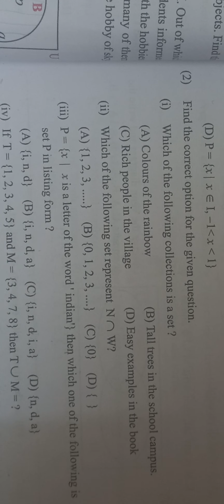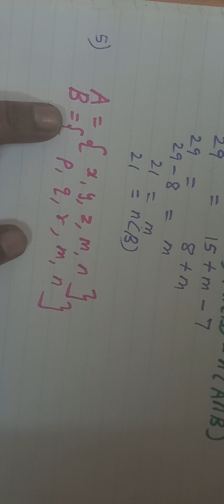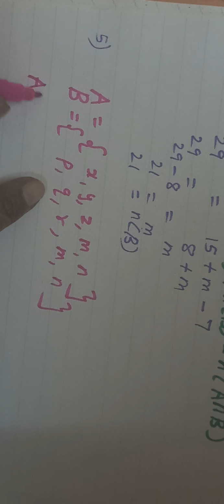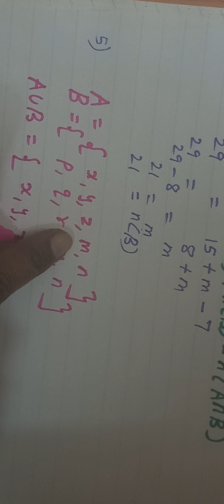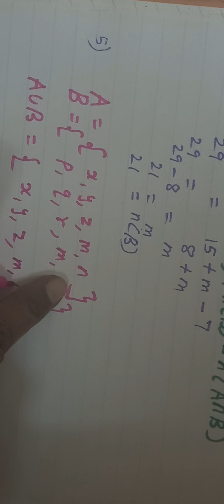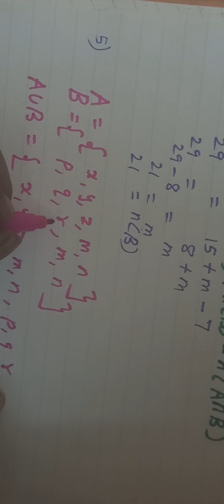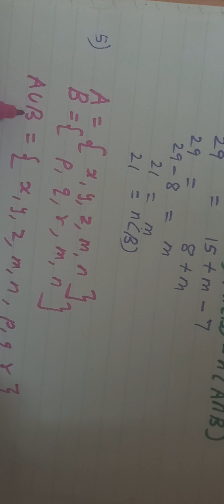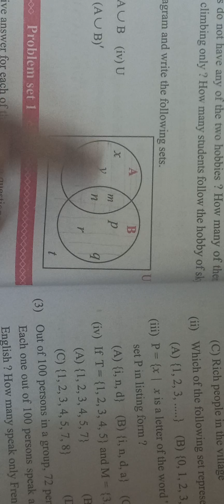So we will write A union B. In A union B, what will be there? Directly we can just see this. A also we have written and B also we have written. So in A union B, you will have all the elements X, Y, Z, M, N. Now M and N are common to both, so you have to write them only once. P, Q, R. So A union B we have written. By looking at it, you are going to get the same answer. A union B: all the elements of A, all the elements of B, common elements once only.